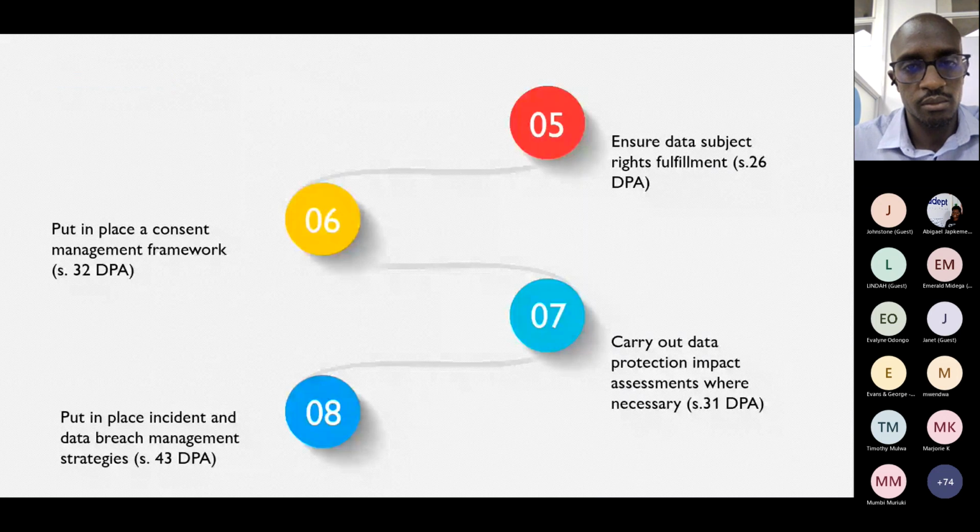Something else is that you need to ensure data subject rights fulfillment. So basically here, these 5 and 6 can be read together. When you look at section 26, for example, do you inform your data subject of the personal data that you process? Do you have processes where data subjects can access their personal data that is in your custody? Do you have mechanisms where people can object, can correct, or have deletion of false or misleading data?